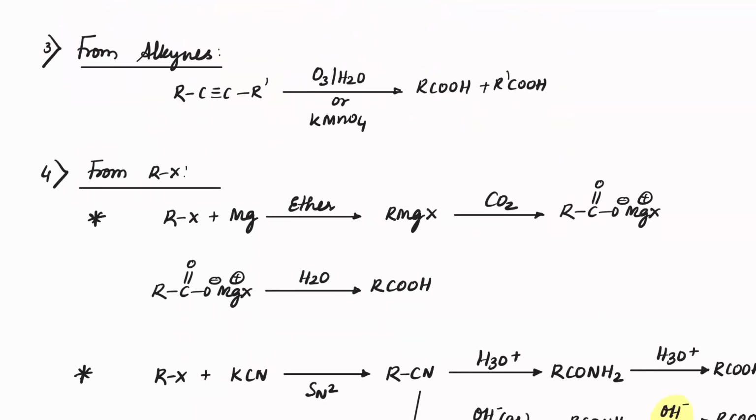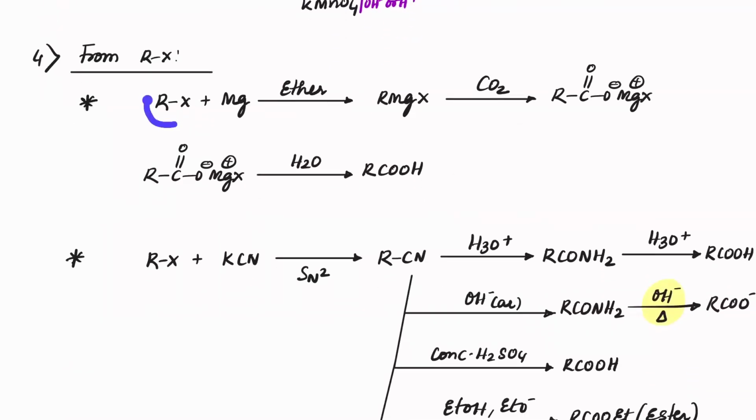The next reaction is from alkynes. Alkynes can also be oxidized using O3 or KMnO4. KMnO4 can be either in acidic medium or a basic medium. Both will be able to break the bonds and convert into acids. Alkyl halides first need to be converted into Grignard's reagent using magnesium and ether. Then when you react with carbon dioxide, they will convert into carboxylate salts, which on hydrolysis will give you acids. So simple a reaction.